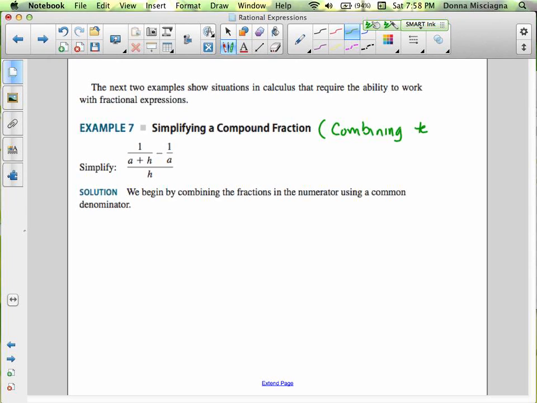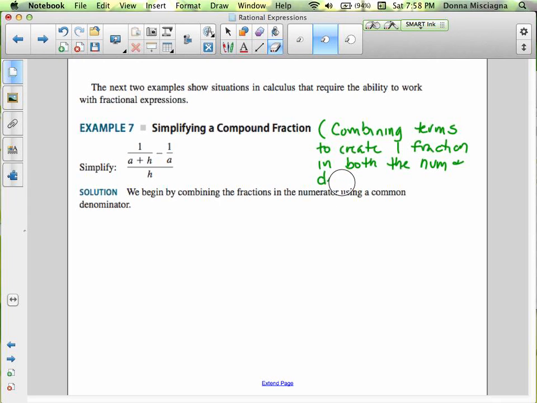So method number 2 here for simplifying the compound fraction is combining terms to create one fraction in both the numerator and denominator. I'll put denom. All right, so we're going to combine the terms to create one fraction in the numerator and denominator, and then we'll multiply by the reciprocal. All right, so step number 1.